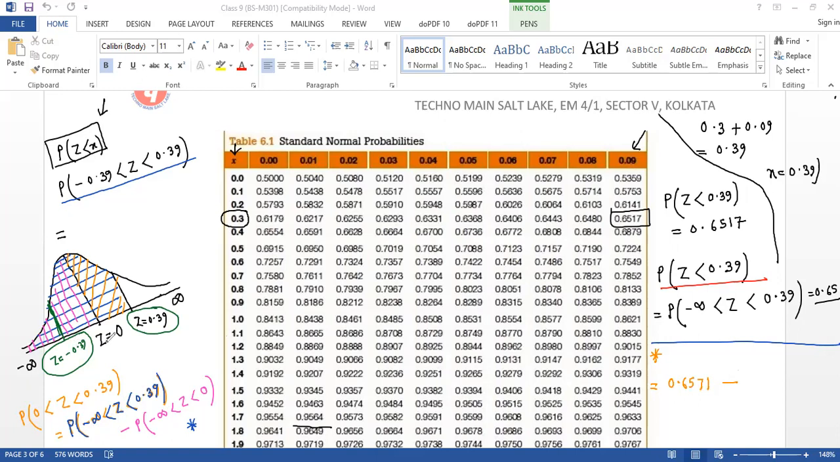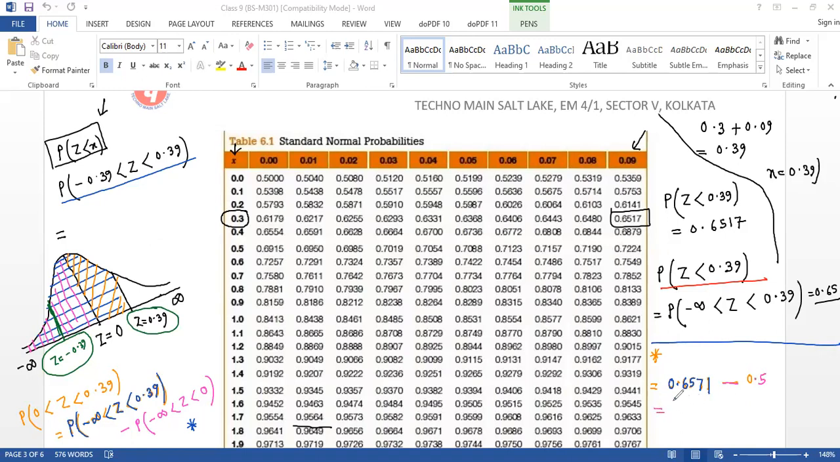But what about this yellow colored portion? Sorry, this pink colored portion. The pink colored portion contains, as you know, the normal curve is symmetric, 50% of the total data. And the right hand side from 0 to infinity also contains 50% of the total data. So the probability that z lies between minus infinity to 0 is actually 0.5. Let me write it in blue color, 0.6571. And let me write this probability in pink color, which is 0.5.